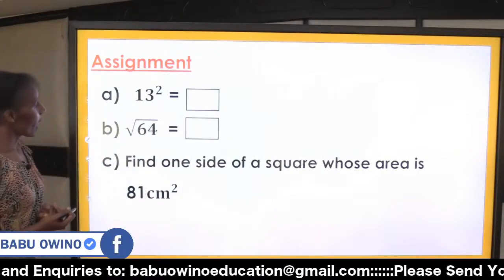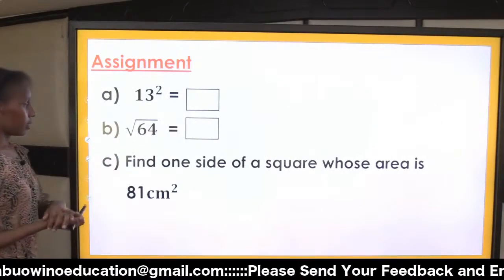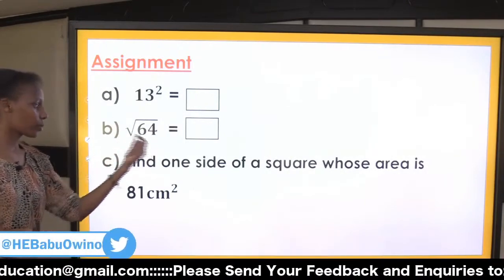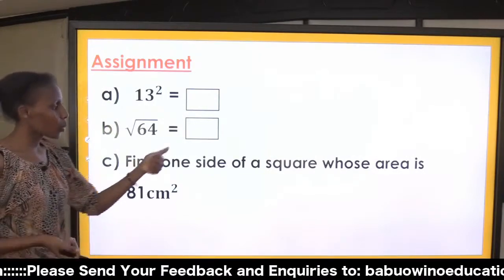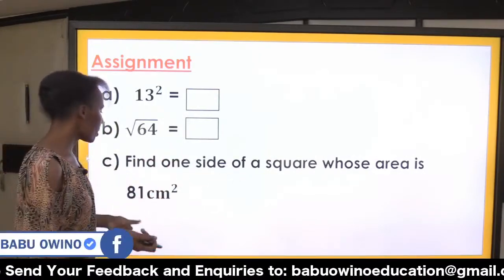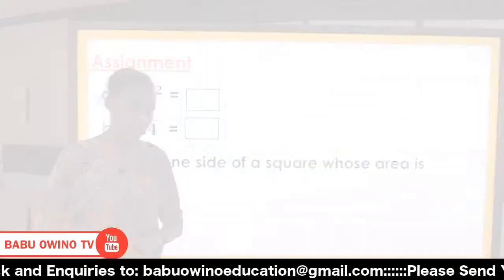Our assignment here, what is 13 squared? Number 2, find the square root of 64. And lastly, find one side of a square whose area is 81 square centimeters.